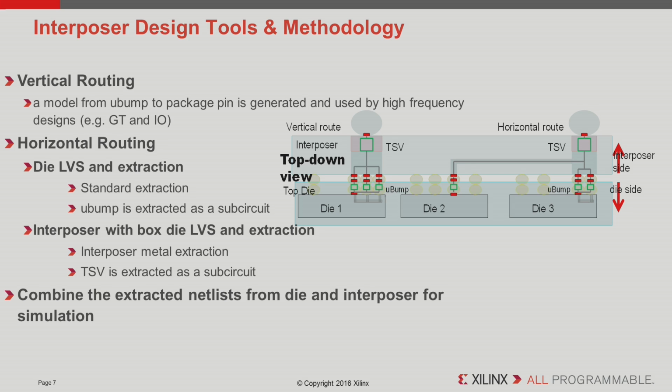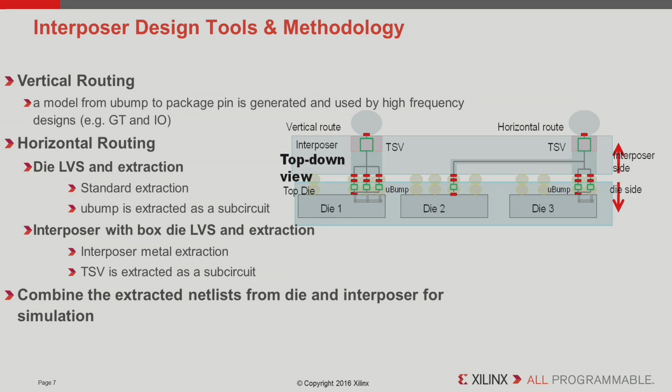Also the TSVs in these cases are more tuned to support these higher performances. So for example, parasitics become quite important at these high data rates. And silicon, especially doped silicon, is a lossy material, so we do pay attention to tuning the resistivity of the silicon substrate itself. And so on the horizontal routing, the design is no different than what you would do with a traditional single die design and extraction.